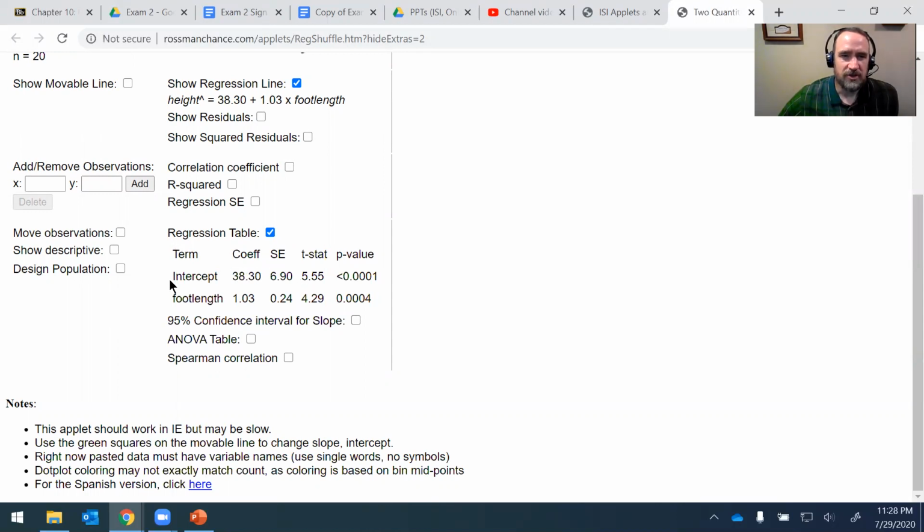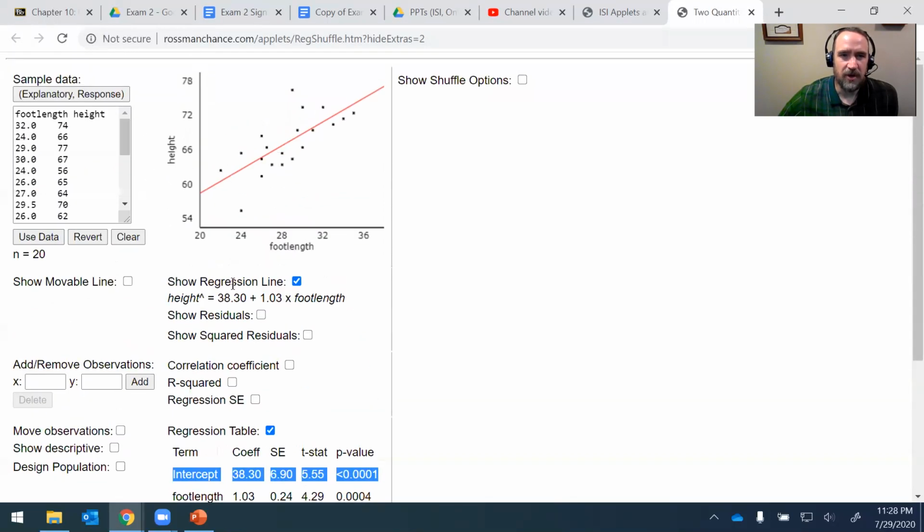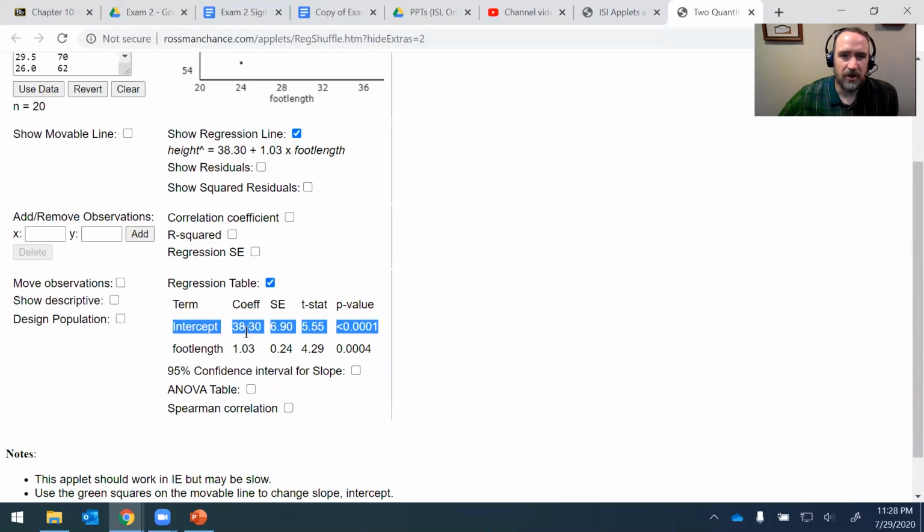We're almost never interested in this test. This is a test to see whether our intercept is significantly different from 0. And here, it doesn't even make sense to think about the y-intercept. It says, this is how tall someone should be who has feet that are 0 long. So it's not a very meaningful thing, and we almost always just ignore this row in the table.